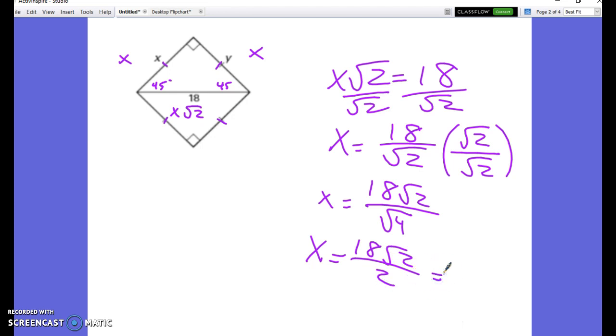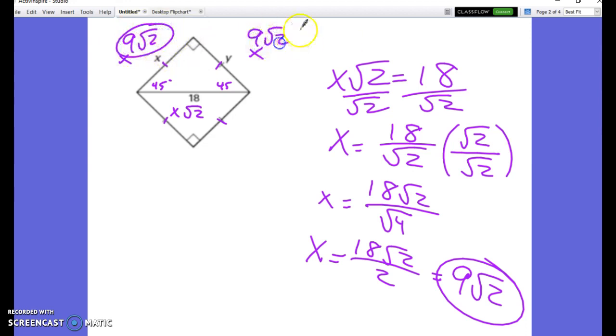What is 18 divided by 2? 9. Good call. Good save. 9 root 2. Awesome. So, what did you guys just do? You found the two legs over here. 9 root 2, 9 root 2.